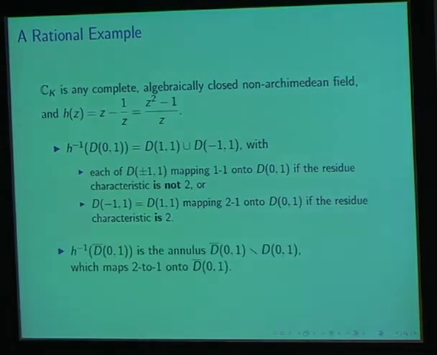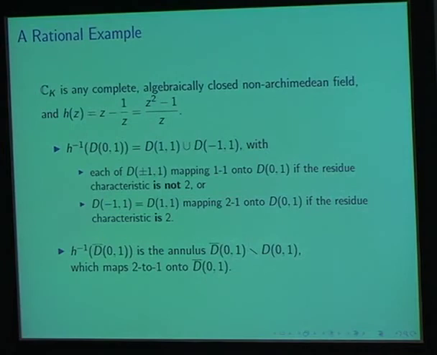However, if we look at, instead of the inverse image of the open unit disk, the inverse image of the closed unit disk, then we actually don't get a disk anymore. We get a connected aphanoid. We get an annulus, in this case, the closed unit disk minus the open unit disk. Again, you can check this by hand. And that annulus maps 2 to 1 onto the original disk.